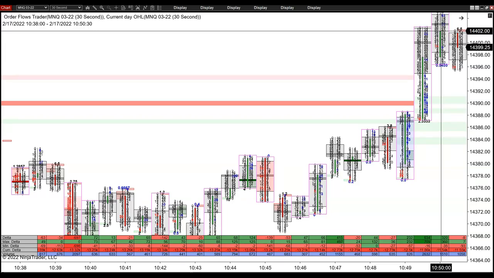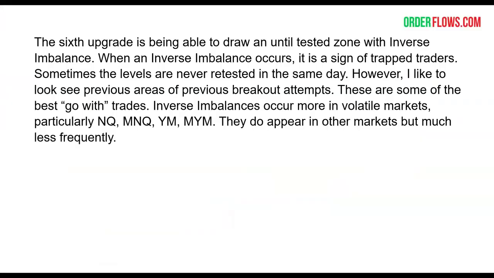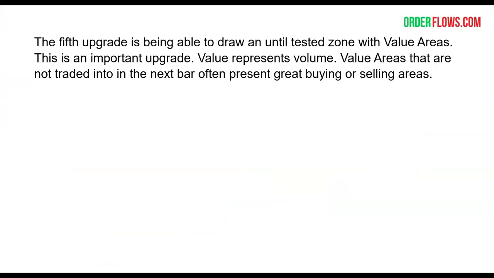Now that's the inverse imbalance. Now, the next three that I'll talk about, what time is it? 1:30. Okay, let's go back here for a second. Right, so I've covered buying and selling tails, the primary point of control anywhere, the enhanced exhaustion prints, enhanced order flow sequencing, enhanced inverse imbalance.